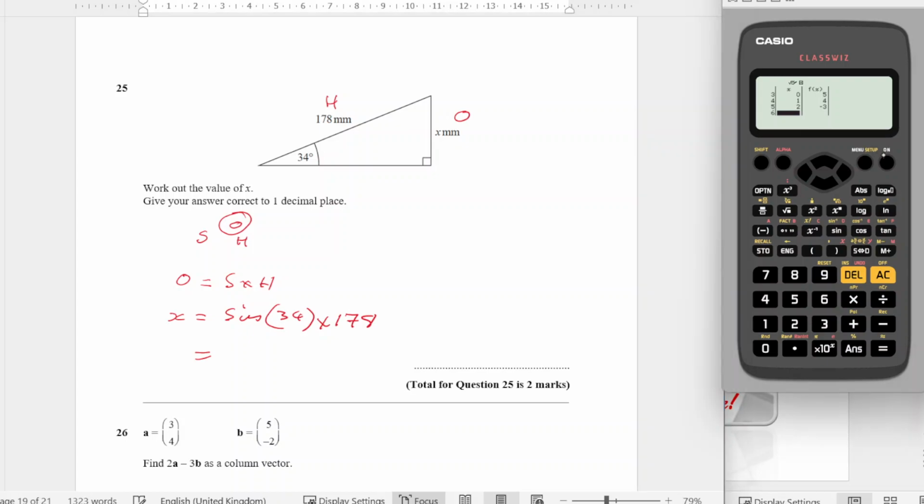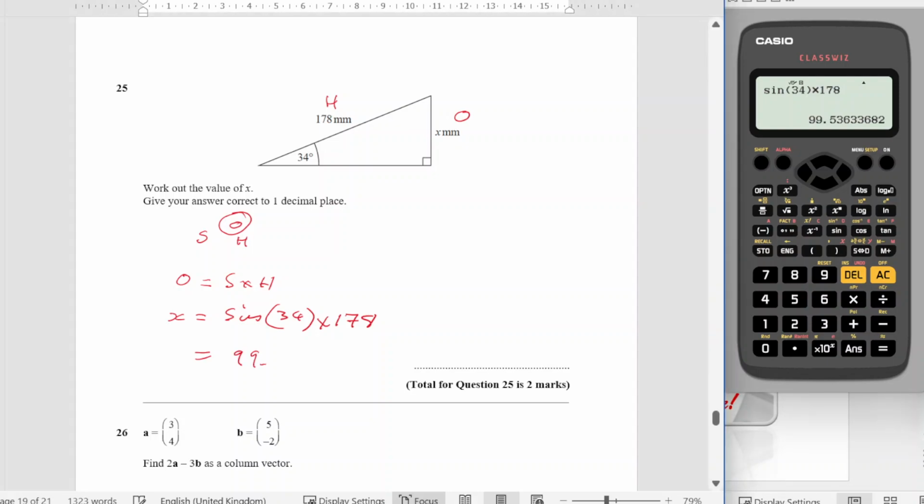So let's go back into my calculator. And I actually want it in mode 1. Double check that we've got it in degrees. We have. And we're looking at sine of 34 times by the hypotenuse 178. This is one where the brackets are definitely needed. So that gives us 99.5363... So to 1 decimal place, that's going to be 99.5 millimeters.